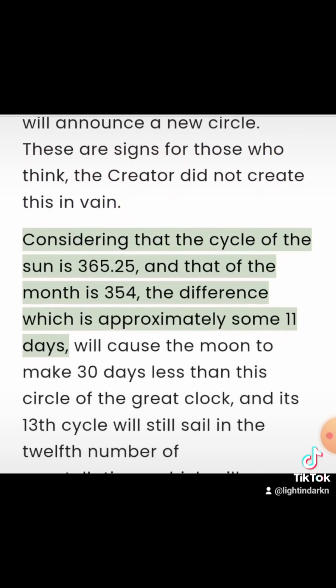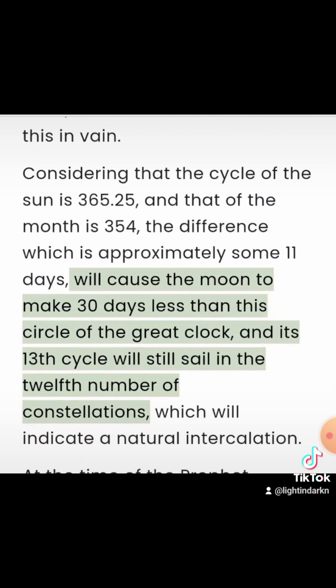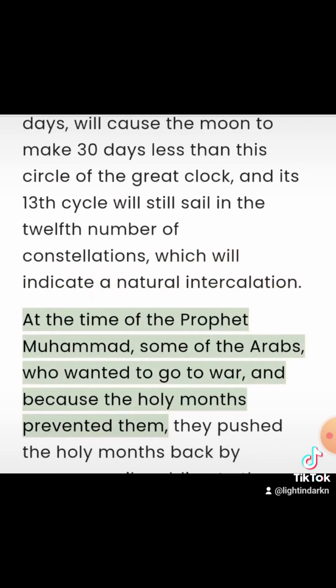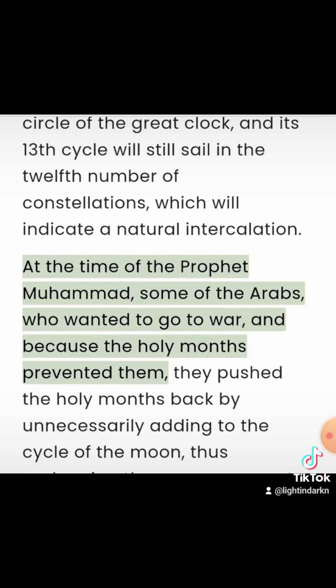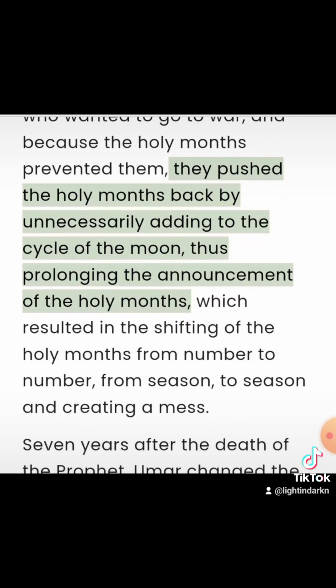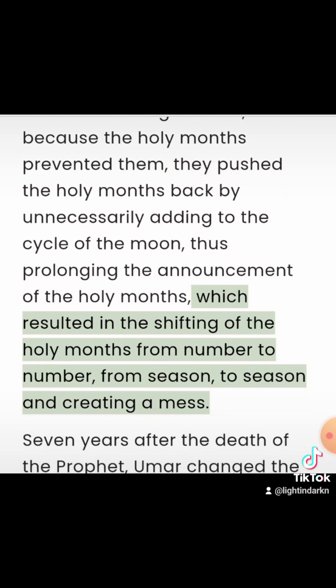Considering that the cycle of the sun is 365.25, and that of the month is 354, the difference, which is approximately some 11 days, will cause the moon to make 30 days less than this circle of the great clock, and its 13th cycle will still sail in the 12th number of constellations, which will indicate a natural intercalation. At the time of the Prophet Muhammad, some of the Arabs, who wanted to go to war, and because the holy months prevented them, they pushed the holy months back by unnecessarily adding to the cycle of the moon, thus prolonging the announcement of the holy months, which resulted in the shifting of the holy months from number to number, from season to season, and creating a mess.